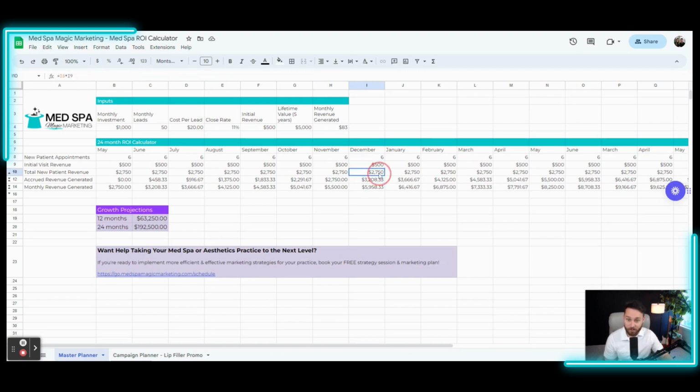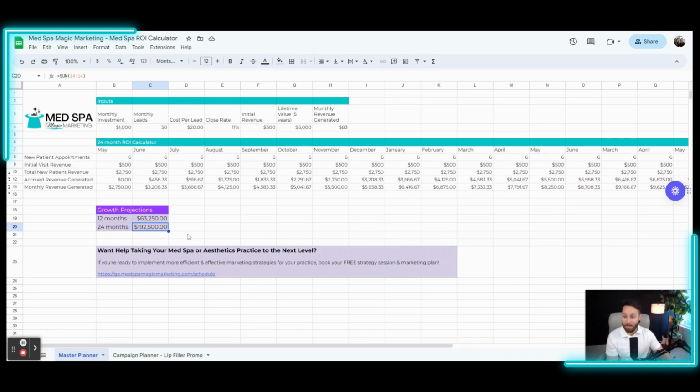So the initial revenue is always going to be that same $2,750 from new patients you've never seen before, but you start to accumulate the lifetime value from the previously acquired patients, and it gives you your total monthly revenue generated from this marketing investment. So just this one campaign at $1,000 a month would make you an extra $63,000 in revenue that you wouldn't have had otherwise. And over the course of 24 months, because you've acquired so many new patients that have some residual value, that single campaign has created nearly $200,000 in growth.